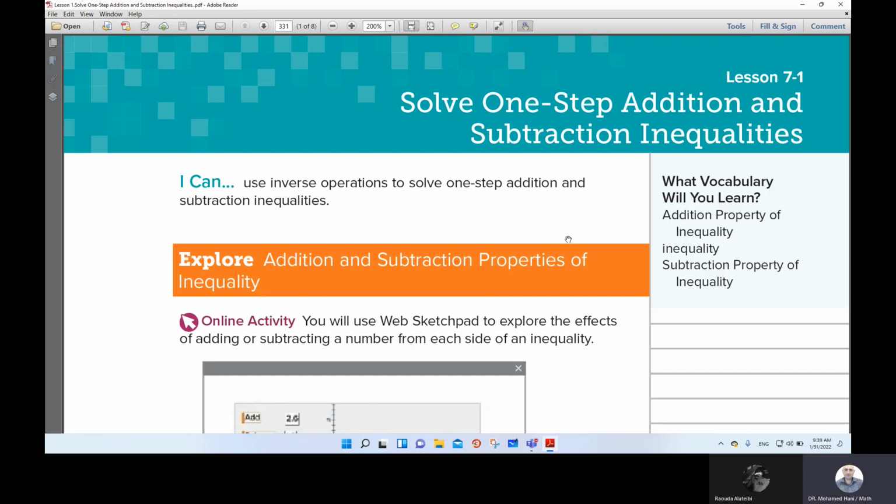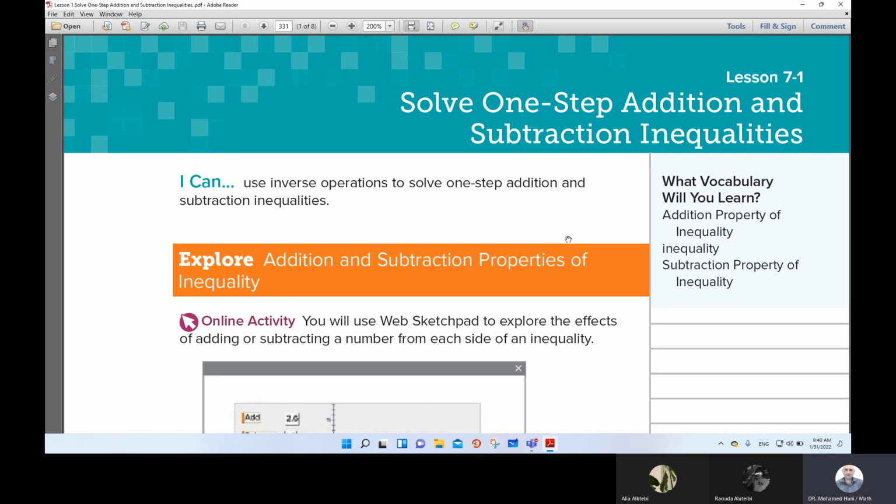As you remember from the previous lesson, we talked about equations. Like x plus 1 equals 5. When you see equals between two sides, it means you have an equation. We solve this by removing the constant: subtract 1 from the two sides. 1 minus 1 will be 0. x equals 5 minus 1, which is 4.